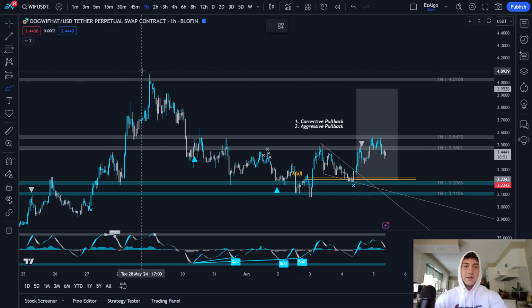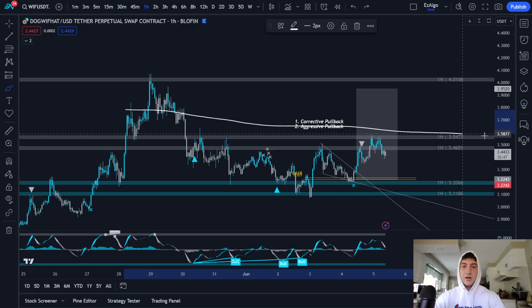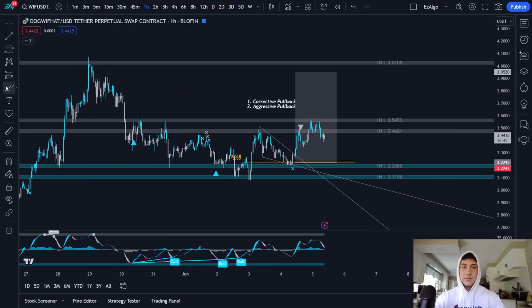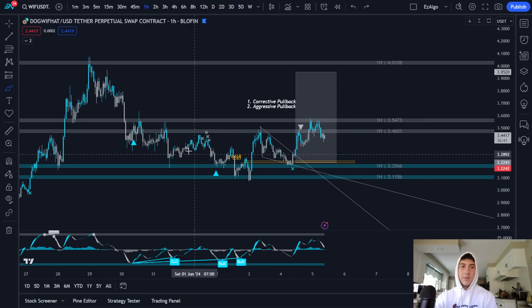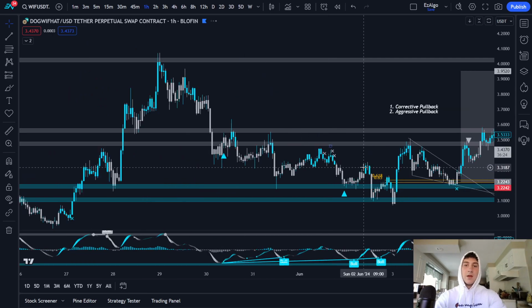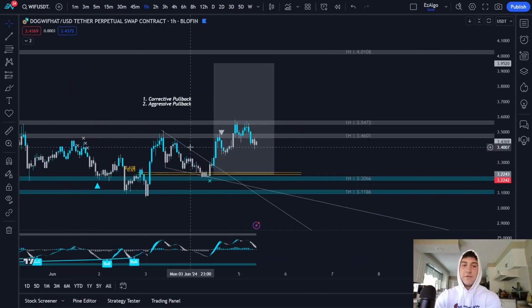Until we tag these highs, or at least somewhere around here, right? This area of consolidation here. Somewhere around here is where I'll take a majority and leave the rest to ride. But you always want to make sure that your thesis actually plays out, that you're not taking profits too quickly, which is just as detrimental as not taking profits at all, right? Because it's all about risk to reward, and the strategy that you're using. So that is my analysis on WIF here.